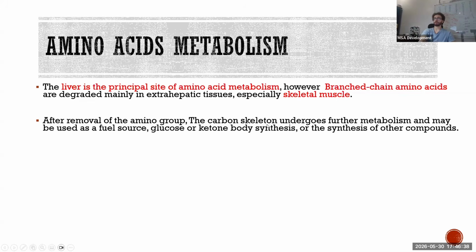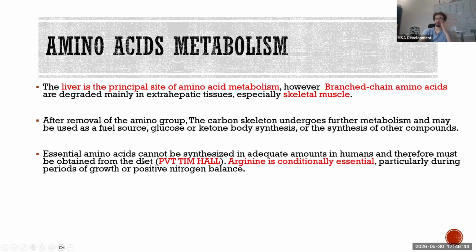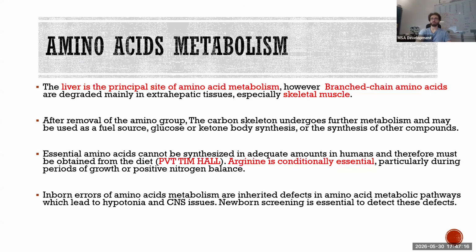So after removal of the amino group, the carbon skeleton, as we said, undergoes further metabolism to be used as a fuel source. We already said this. Of course, just as a reminder, do you guys know what the essential amino acids are? I think you do. If not, remember them: Private Tim Hall. I won't go through them, but I want you to remember them. Arginine usually is not 100% essential. Arginine, I want you guys to remember, is conditionally essential. Meaning if, for example, we need it a lot, it becomes essential. But if we don't need it a lot, we already have enough of it, it doesn't become essential, we make it ourselves. Okay? But just know that it's conditionally essential.